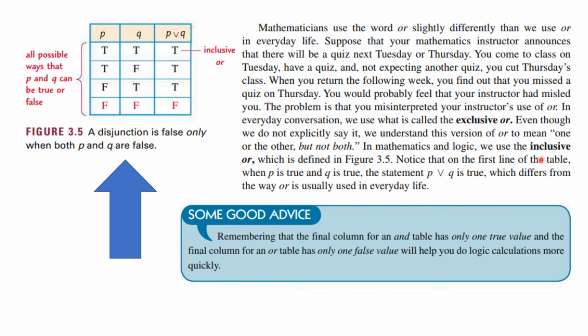So know the difference between an inclusive or, which is talked about here, and an exclusive or, which is true only when one or the other is true, but not both. And so notice that this differs from the way we normally define it, but this is the way we define it in this class. So please remember that, just like you memorize your multiplication tables. Remembering that the final column for an AND table has only one true value, and the final column for an OR table has only one false value, might help you do the logical calculations more quickly.